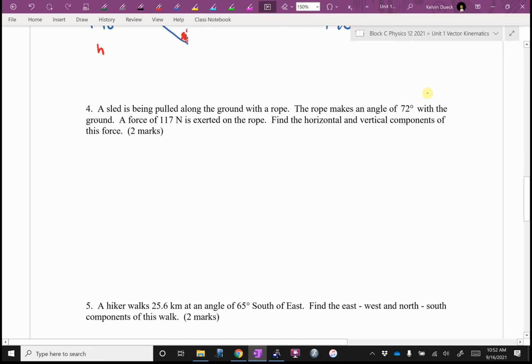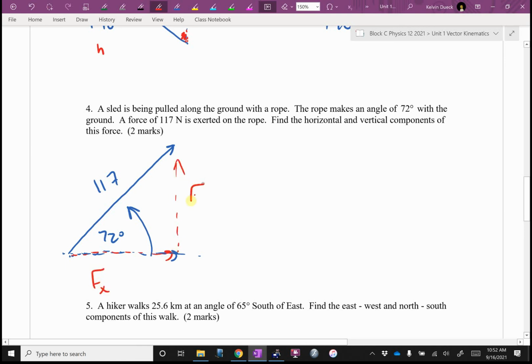A sled is being pulled along the ground with a rope. I decided to assume the sled was getting pulled to the right. If you drew it to the left, that's fine. But I said, I'm pretty sure that's what they're talking about, where this angle here is 72 degrees, and this is 117. Did I say angle? Components. So this is going to be Fx. This is going to be Fy. Color, color, color. Opposite, hypotenuse, adjacent. I think cosine of 72 is going to be Fx over 117.